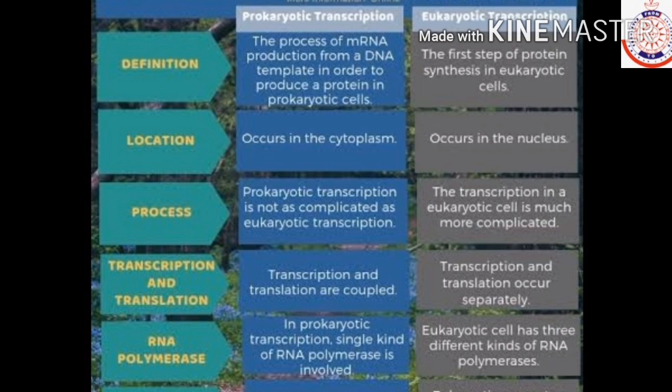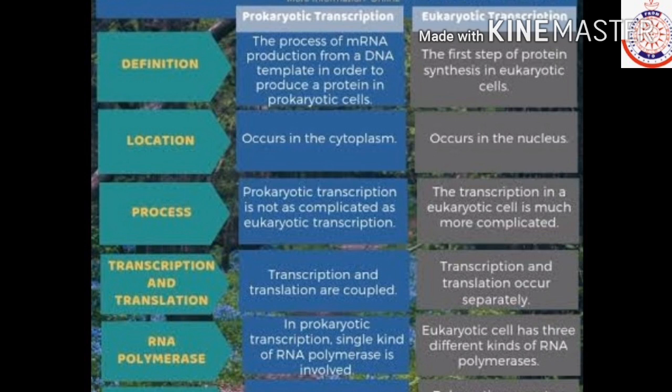Next is related to the location. In prokaryotes, transcription occurs in the cytoplasm, and in eukaryotes it occurs in the nucleus. As for the process, transcription in prokaryotes is less complicated as compared to eukaryotic transcription. In eukaryotes it is more complicated.